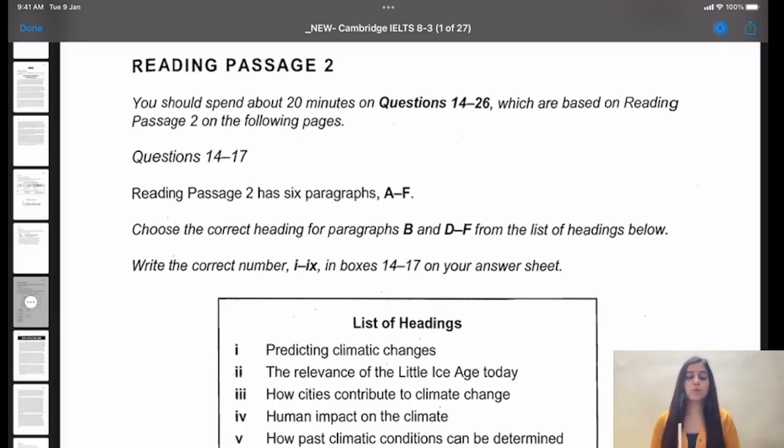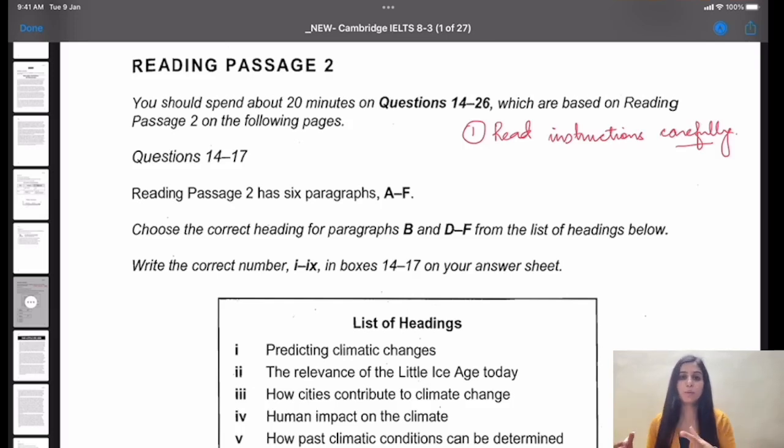So, first and foremost, we have to read the instructions carefully. This is the very first thing that you have to do, and this is universal, in case of any of the questions that you're solving. Please do it very carefully. Sometimes the instructions would have words like no more than 2 words, no more than 1 word, and so forth. So please keep that in your mind. So we read the instructions carefully.